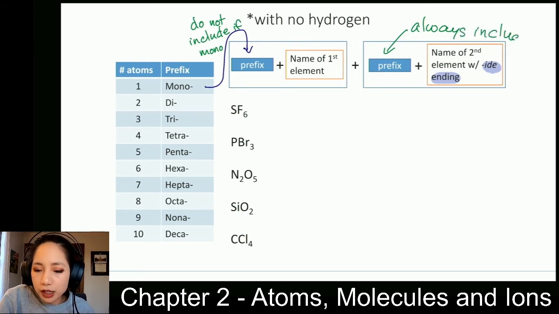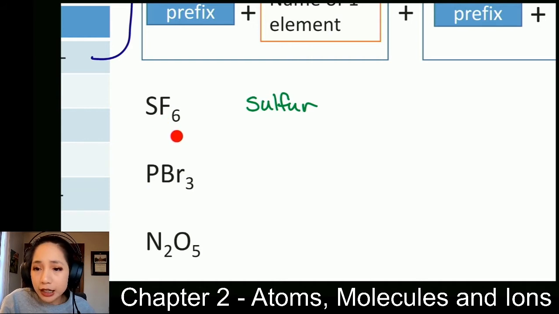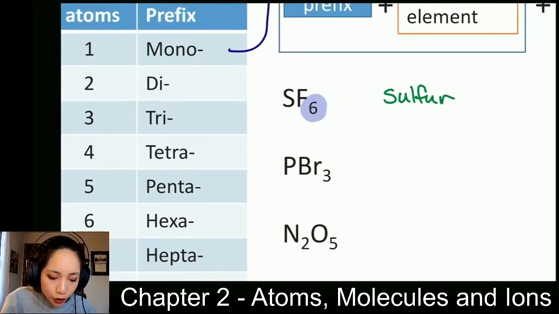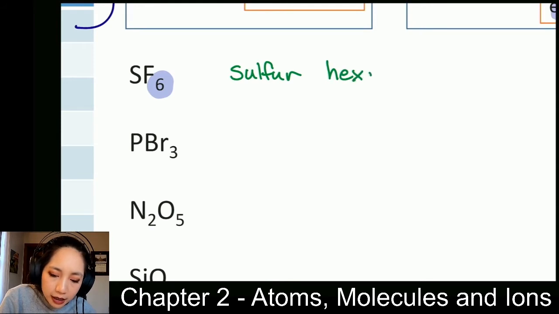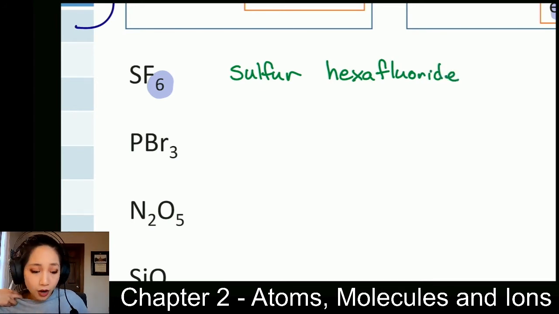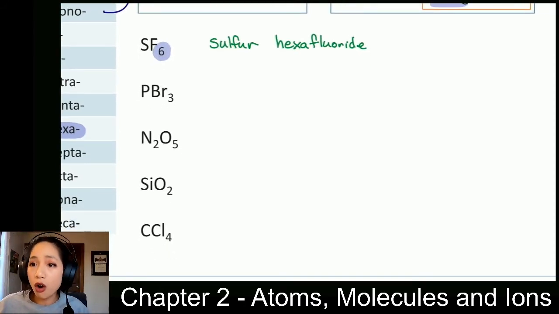Okay, so let's go through these. First one, name the first element, sulfur. There's only one, so we just write sulfur, not monosulfur. The next element is fluorine, and there's 6 of them. So fluorine becomes fluoride, and 6 is hexa, so our prefix is hexa. It's hexafluoride, sulfur hexafluoride. And again, in all of these examples, all of the elements in the molecular formula are nonmetals.